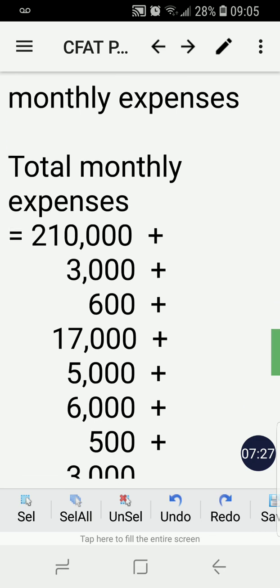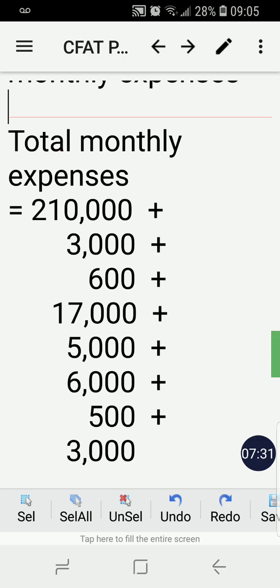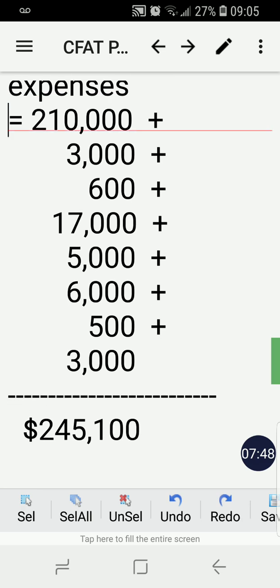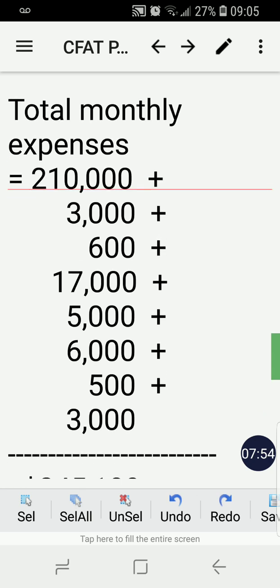All we have to do is add up all the expenses that were given above. 210,000 plus 3,000 plus 6,000 plus 17,000 plus 5,000 plus 6,000 plus 500 plus 3,000, and then we total them. We get 245,100 as our total monthly expenses.